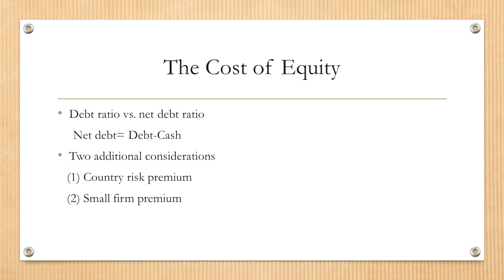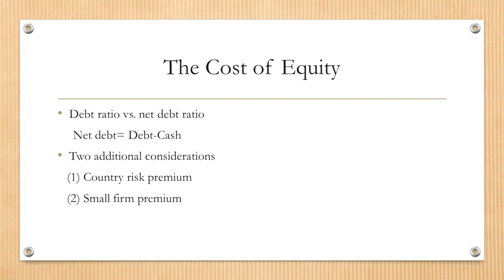There are two additional issues associated with this cost of equity. The first one is debt ratio versus net debt ratio. And typically, it's not a big issue when a company doesn't have a large amount of cash sitting on its balance sheet, because cash generates zero return. If it's a small amount, that doesn't matter too much. But if a company has a significant amount of cash sitting on the balance sheet, then we need to use the alternative debt ratio, which is the net debt ratio. And the net debt ratio is computed based on the net debt. The net debt excludes cash from the total amount of debt.